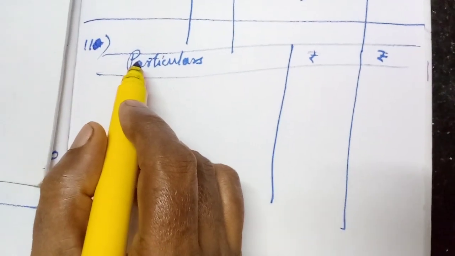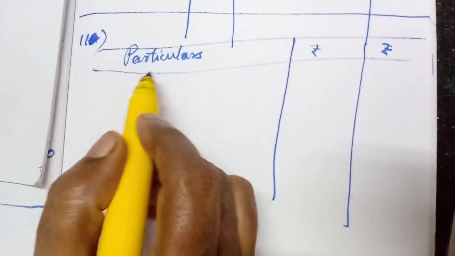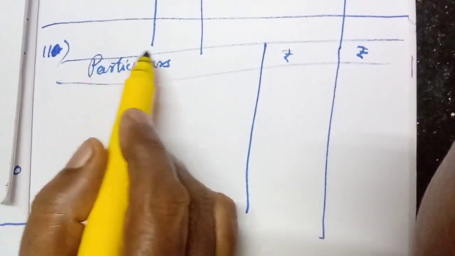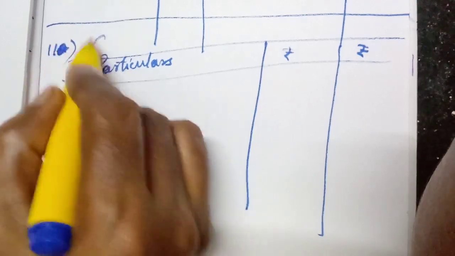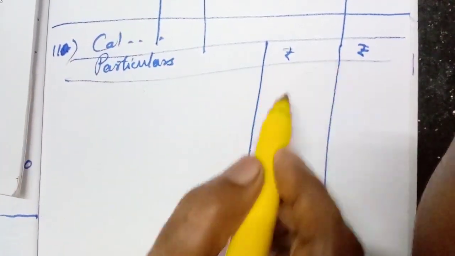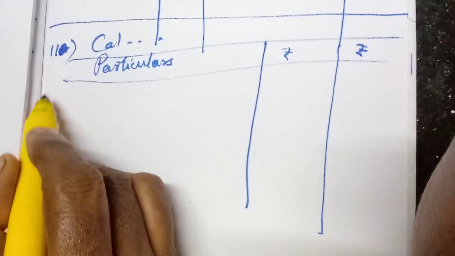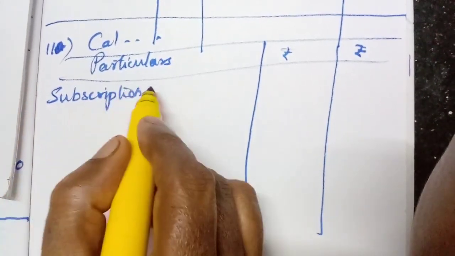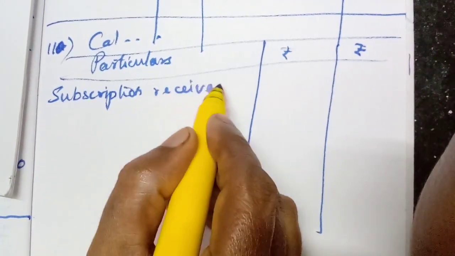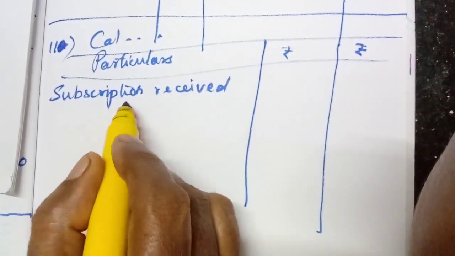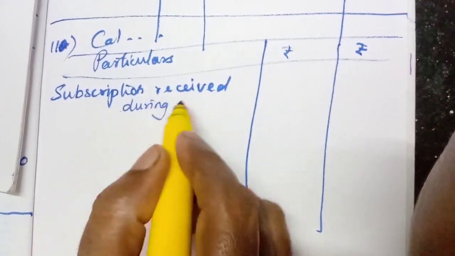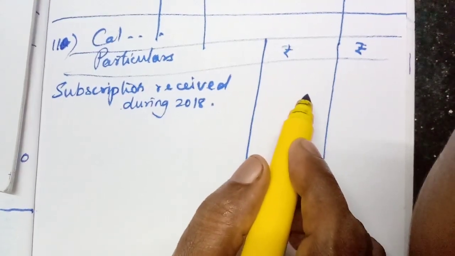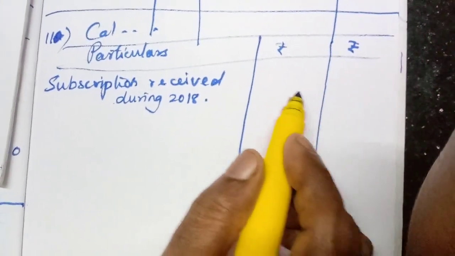So here they have asked to compute income from subscription. That is why we have not written that account name. Okay, simply calculation of income from subscription, you can write like that. So write the particulars and rupees columns. First, subscription received during 2018, 1,50,000. Okay, 1,50,000.